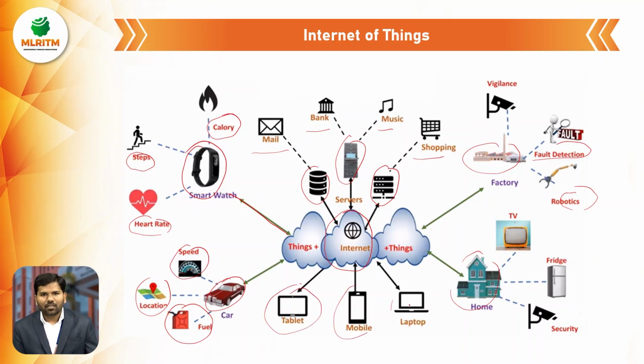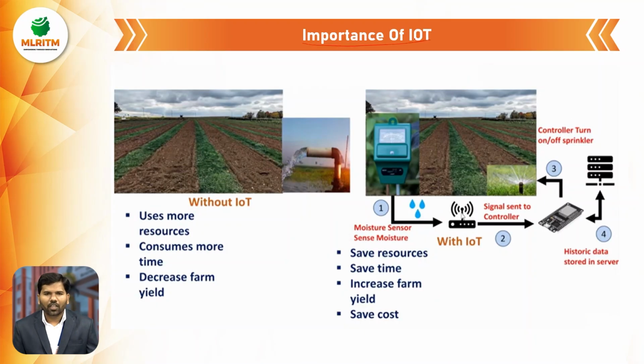So things means the objects, the devices which are connected to the internet. The devices are connected to the internet and they are sharing information and transferring information to each other. So this is nothing but the Internet of Things. Now, the importance of the Internet of Things.